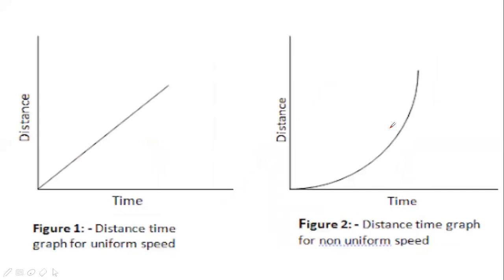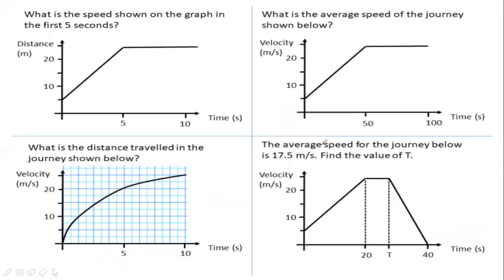Again, the distance-time graph for uniform speed. You can see this is for uniform speed, actually a repetition of the graph. The distance-time graph for non-uniform, variable speed, because it is between distance and time, so it will give you speed. Now, it is a complicated graph.